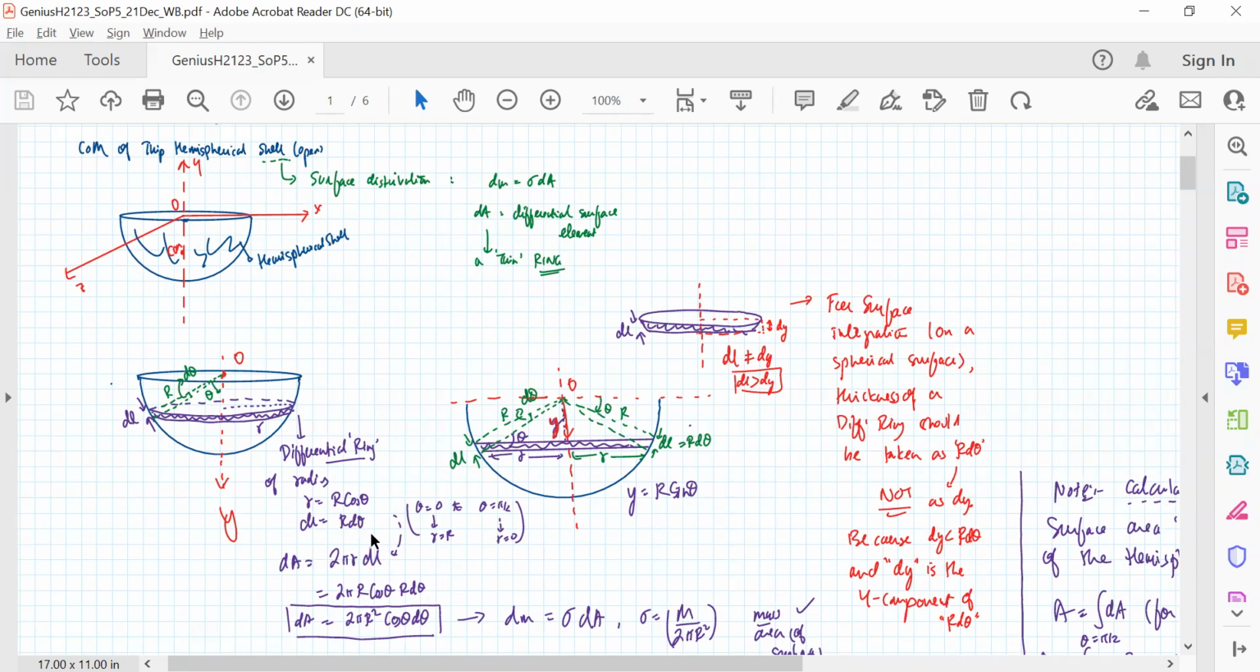So the area of the ring will become what? Circumference into thickness. So that is this next expression: 2 pi into small r into dl. So that becomes 2 pi R cos theta, because we'll replace small r with capital R cos theta and dl with R d theta. So the area of this ring becomes, in terms of d theta, 2 pi R square cos theta d theta. Okay, is this clear so far, people? Yes, sir. Okay, just make a note up to this step first. Then we'll continue with the integration part.